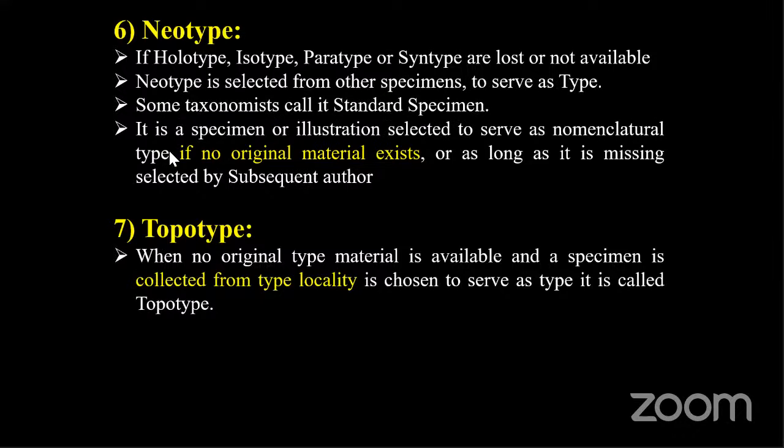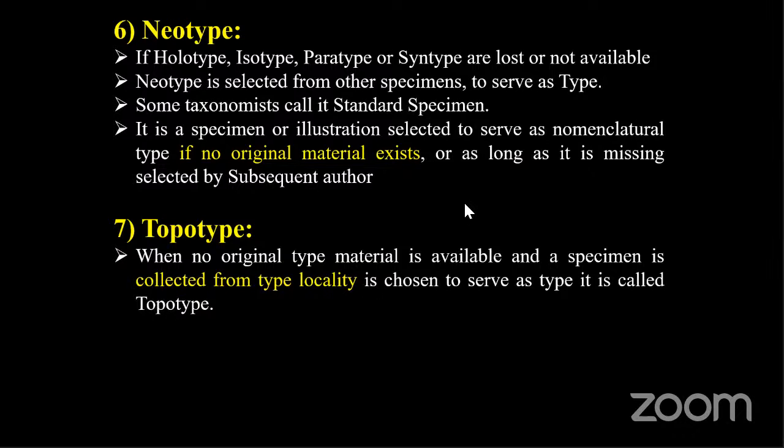So this is a specimen selected to serve as a nomenclature type if no original material exists, or it may be missing, selected by a subsequent author. So this is commonly called a neotype. And the last one is a topotype, where no original type material is available and the specimen is collected from the type locality. It is commonly called a topotype.